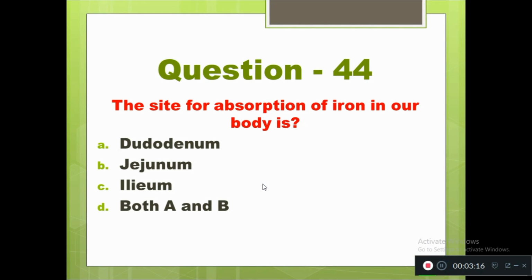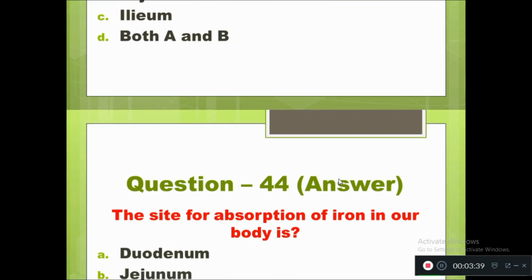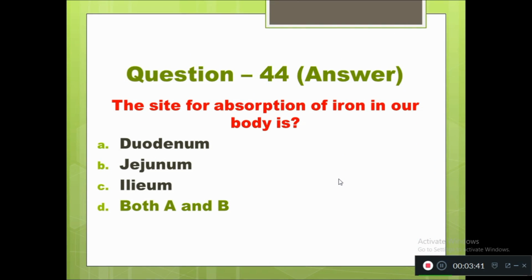Question number 44. The site for absorption of iron in our body is option A, duodenum, option B, jejunum, option C, ileum, option D, both A and B. Iron absorption takes place in the duodenum and the upper part of the jejunum. So the right answer is both A and B.